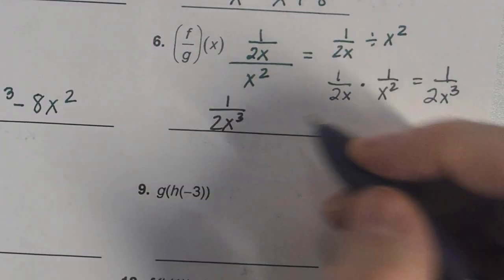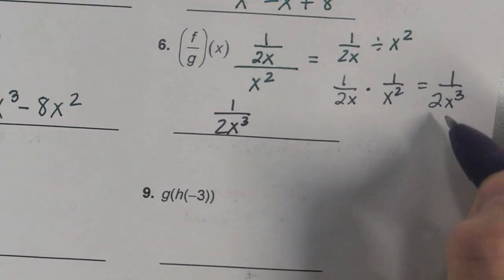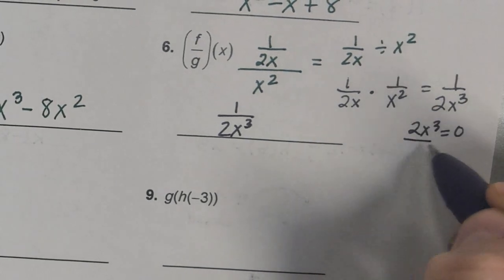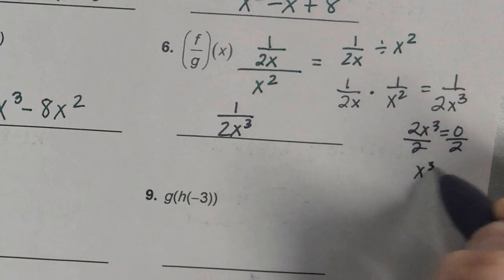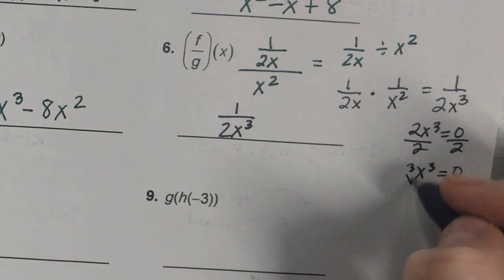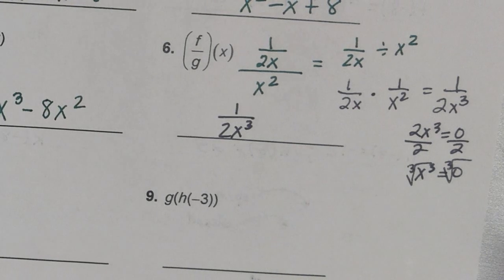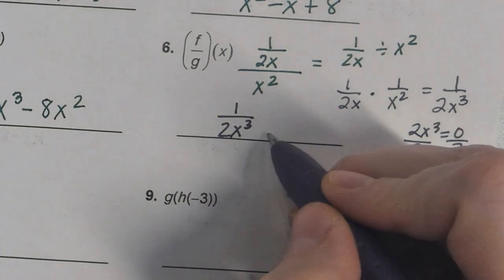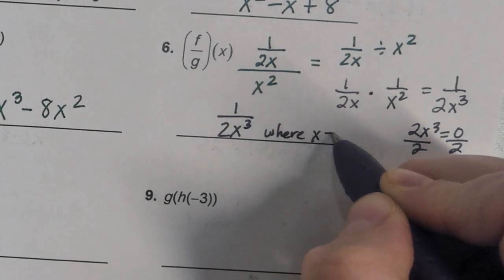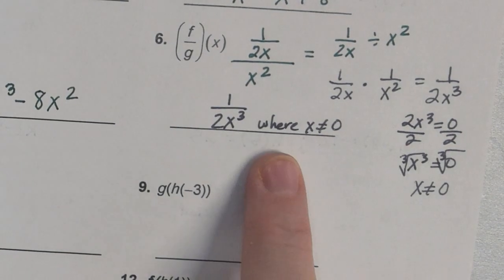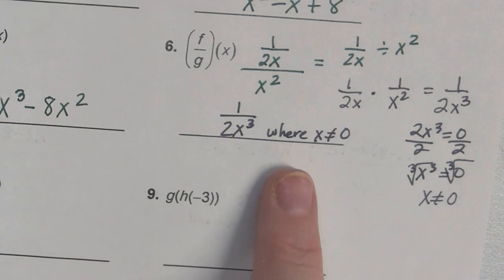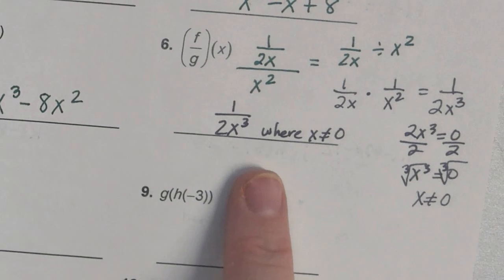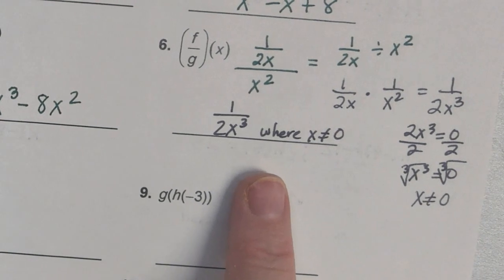Okay, and then from there, this one you do have a fraction, so you have to set that equal to 0 and solve for x. So divide by 2, x cubed equals 0. Take the cube root. What's the cube root of 0? 0. Okay, so x cannot be 0. So you're just going to say where x cannot be 0. Again, the reason why we're not writing that in domain form is because they have not asked for the domain. We're doing operations, not composition. So we haven't got to the composition yet.